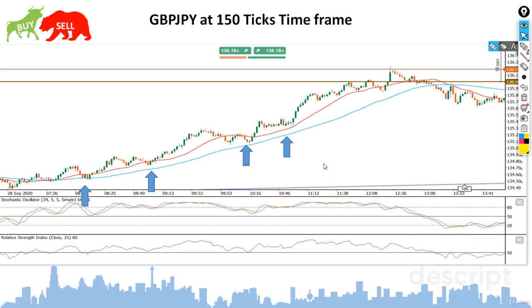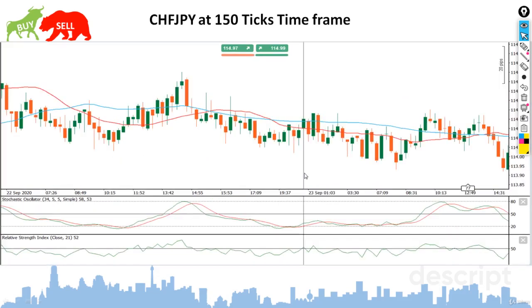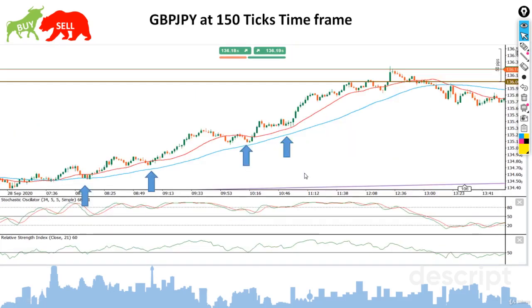So there is a big difference between this currency pair and this currency pair, CHF/JPY and GBP/JPY. GBP/JPY is a good currency pair to scalp. I will show you in the next chapters how to analyze the markets to get very amazing opportunities like this.